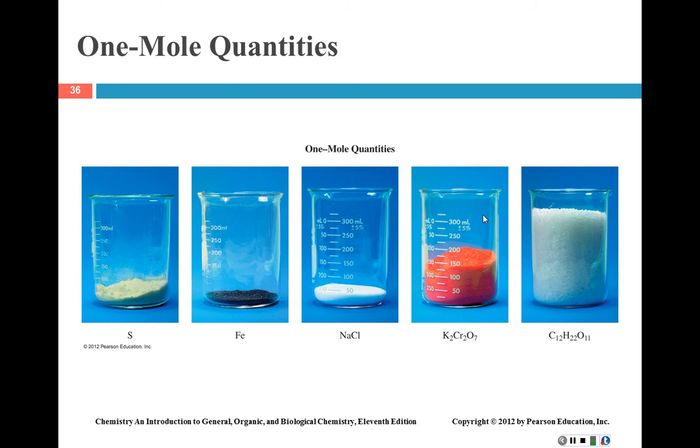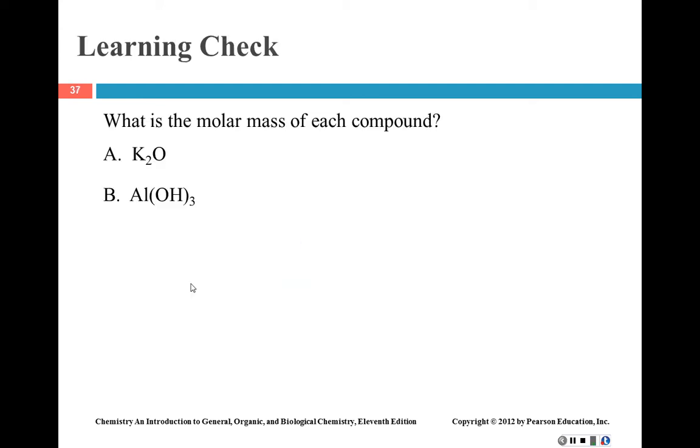Notice that the molar mass is different depending on which of these substances. For example, sulfur by itself is about that much. Iron, this much. NaCl, that much. Look how much more you get of some of these bigger molecules. A mole of them is many more grams than just an element, for example. It just depends on what their mass is.